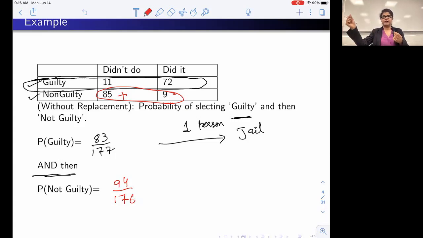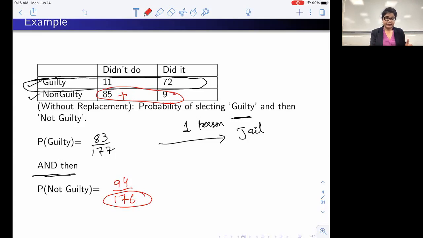So if I am going to do an experiment without replacement, finding one person and then putting him in jail, this is going to affect my second event, second trial, because it is making the sample space smaller. One will be less from the total sample space. So the probability will be dependent on my previous experiment. So this is the without replacement experiment.